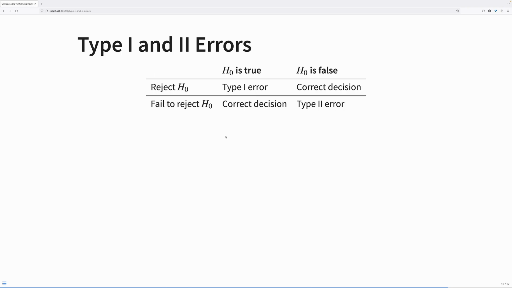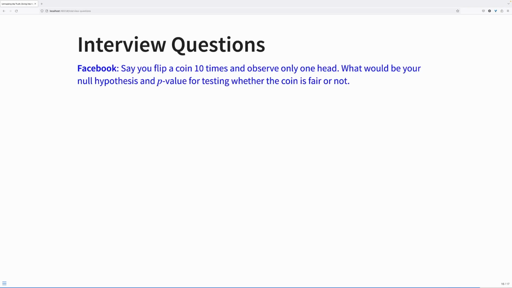We will talk more about type 1 and type 2 errors in our next video. But now I want to give you some interview questions about hypothesis testing. One is from Facebook. The question is, say you flip a coin 10 times and observe only one head. What would be your null hypothesis and p-value for testing whether the coin is fair or not? You can pause the video and think about how to solve this problem. Let p be the probability of getting a head. The null hypothesis would be p equals 0.5, and the alternative hypothesis would be p not equal to 0.5.